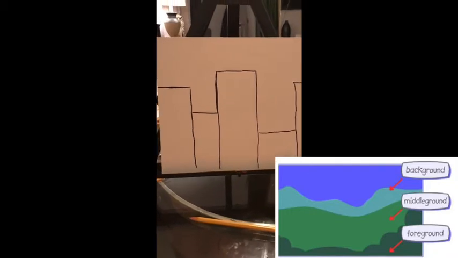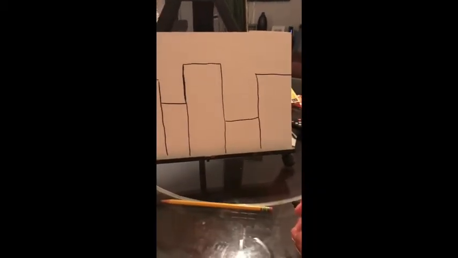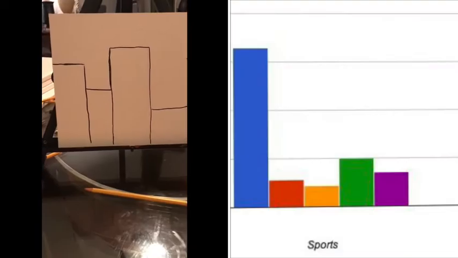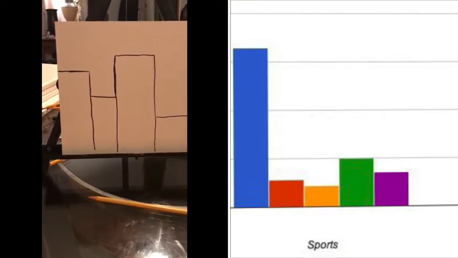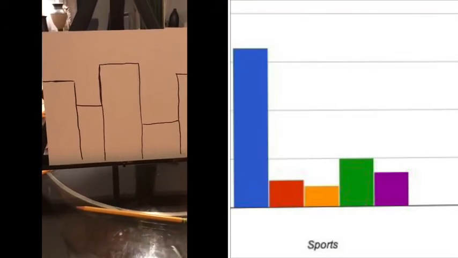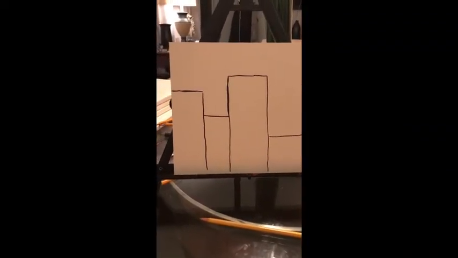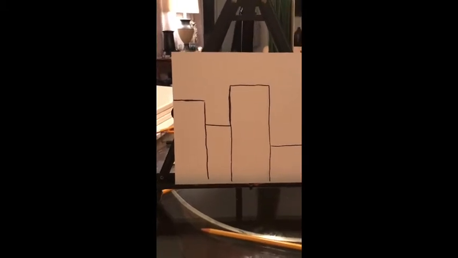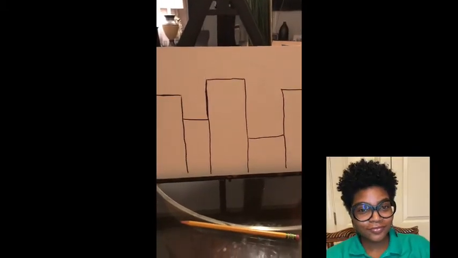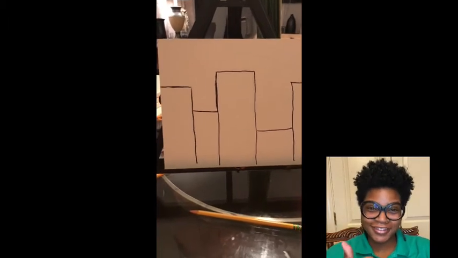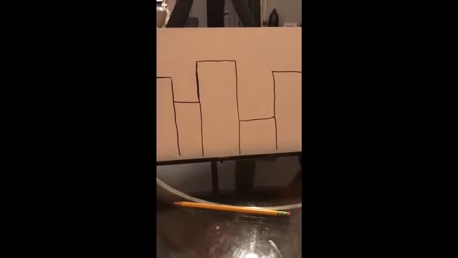Also, for the older kids, this kind of looks like a bar graph. So when you think about your math, looking at graphs, you'll be able to look at this picture and be like, oh, the bar graph kind of reminds me of a cityscape. So that can give you a little bit of a connection between some things that you've seen in math and what you are drawing today. So these buildings are in our foreground.